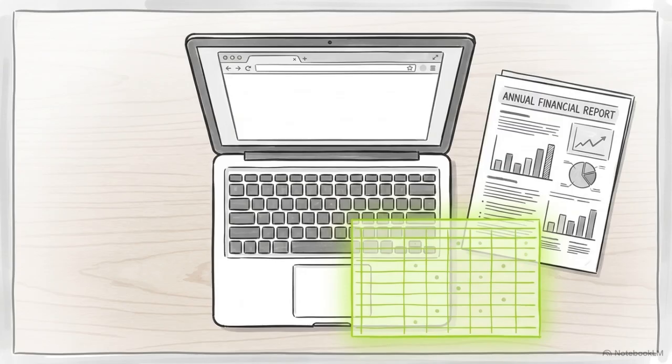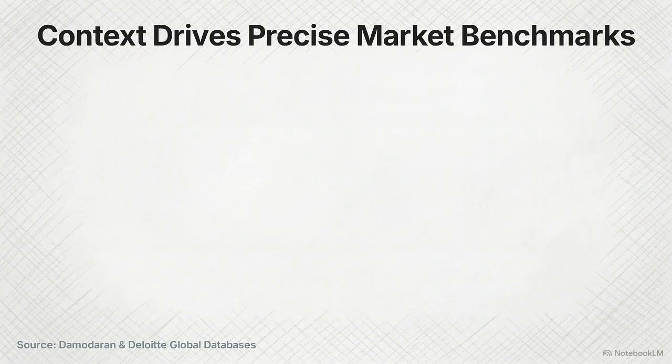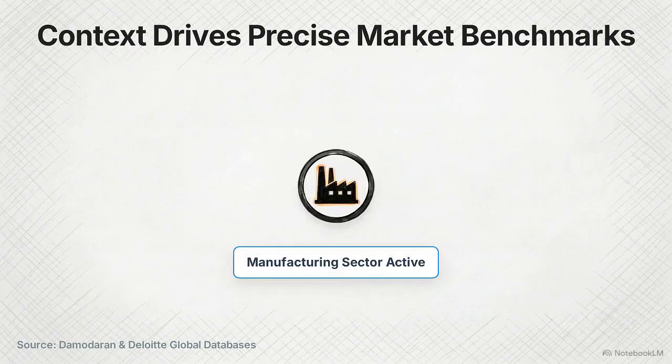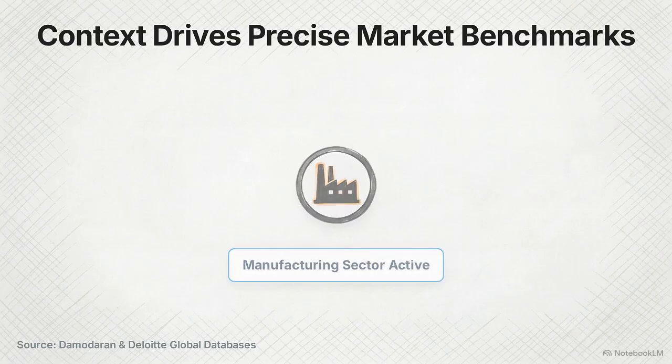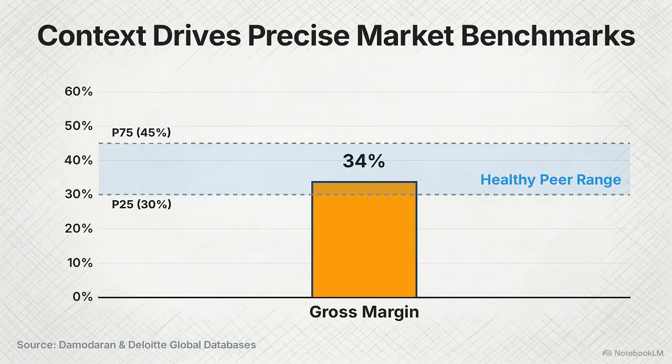To begin, you need your historical financial data in Excel or PDF, a modern web browser, and a free OpenRouter API key, which you paste directly into the platform settings. Selecting your specific industry sector before you start provides the AI with essential context. This allows the engine to evaluate your figures against relevant market benchmarks to produce specific strategic insights.